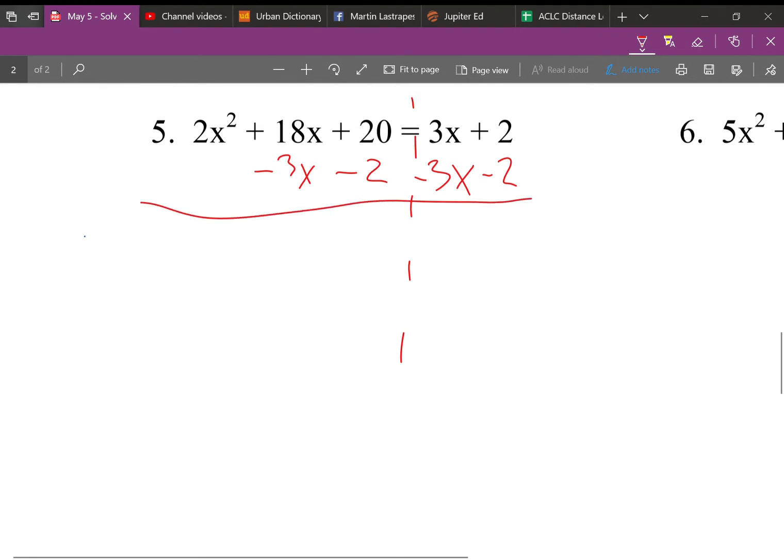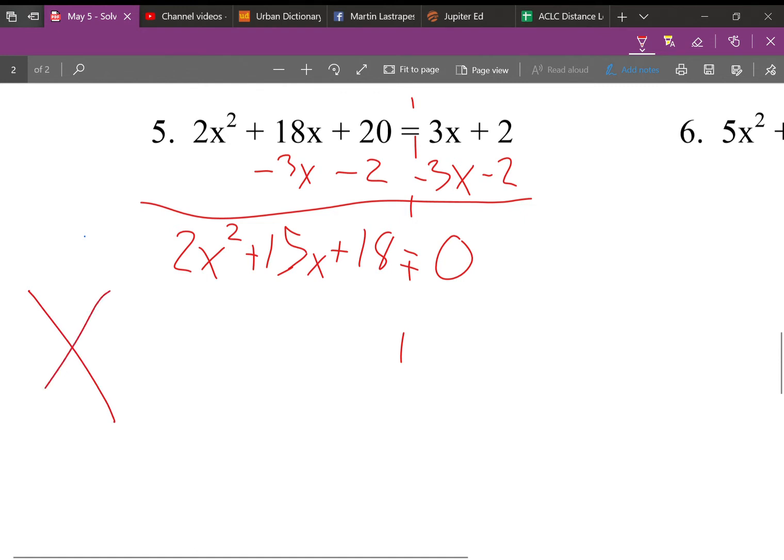Now, let's simplify. What does this become? It becomes 2x squared. 18 minus 3 is 15, so plus 15x. And then 20 minus 2 is positive 18. And why did I do all of this work? Well, I did it so that on the right, I would have a 0, which I have. All right, so great. Now that we have a quadratic equation that's equal to 0, we're ready to start factoring it.